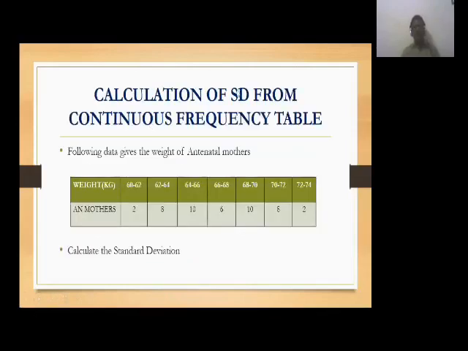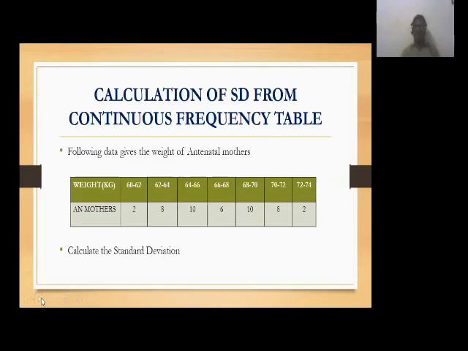Then, calculation of standard deviation from a continuous frequency table. The following data gives the weight of antenatal mothers. Weight in kg and number of antenatal mothers: 60 to 62 kg, 2 mothers; 62 to 64 kg, 8 mothers; 64 to 66, 10 mothers; 66 to 68 kg, 6 mothers; 68 to 70 kg, 10 mothers; 70 to 72, 8 mothers; and last, 72 to 74 kg, 2 mothers. Calculate the standard deviation from this continuous frequency table.